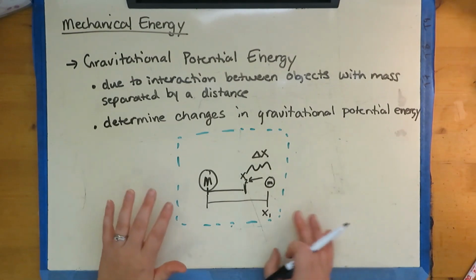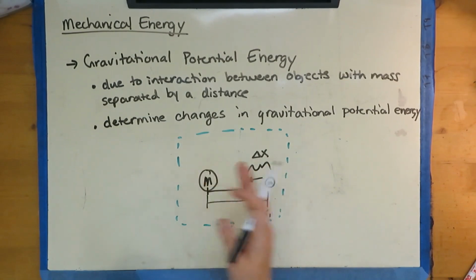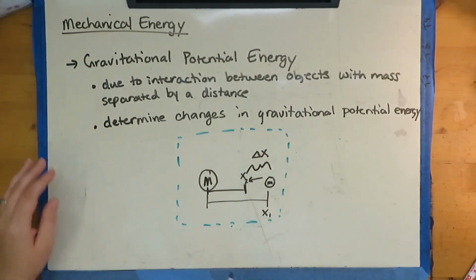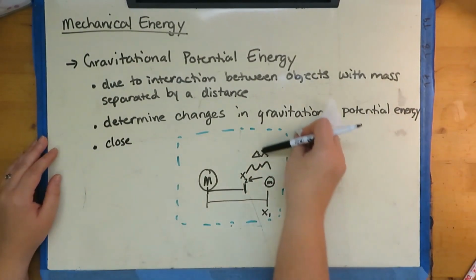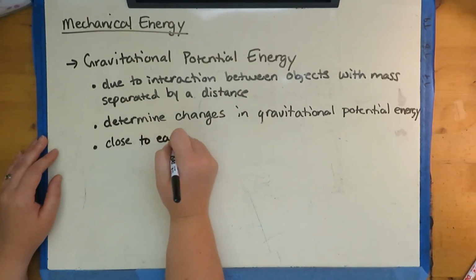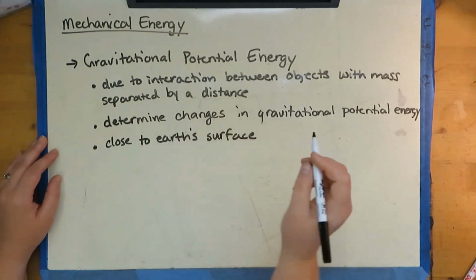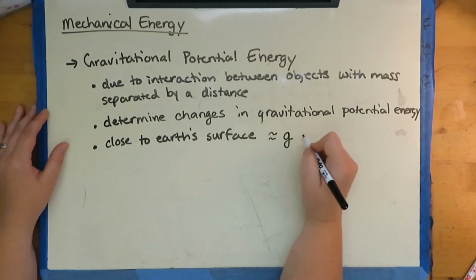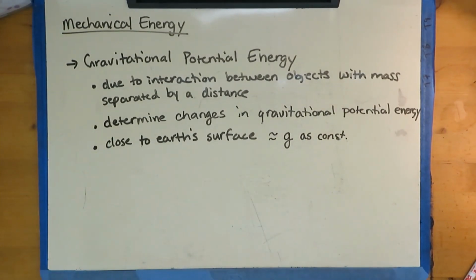And that's because the gravitational force itself is not constant as you move objects closer and further. So what we're going to do here is analyze situations that are close to Earth's surface. We've talked about being close to Earth's surface before. If we are close to Earth's surface, or the surface of any gravitational mass, then we are approximating the acceleration due to gravity as constant.